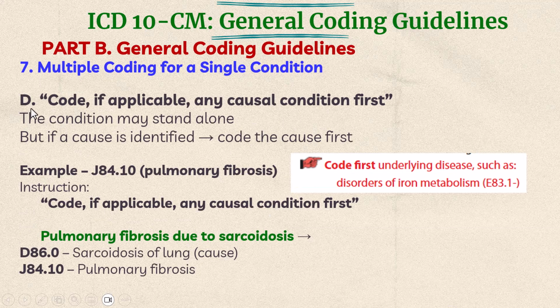The fourth scenario, D, code if applicable any causal condition first. The condition may stand alone, but if a cause is identified, code the cause first. For example, J84.1, that is for pulmonary fibrosis, but in the instruction it says code if applicable any causal condition first. You can see the code notes like this: code first underlying disease such as disorders of iron metabolism. So if provided documentation like this, pulmonary fibrosis due to sarcoidosis, first you have to code the causative agent, that is D86.0, sarcoidosis of lung, and then J84.10, that is for pulmonary fibrosis.